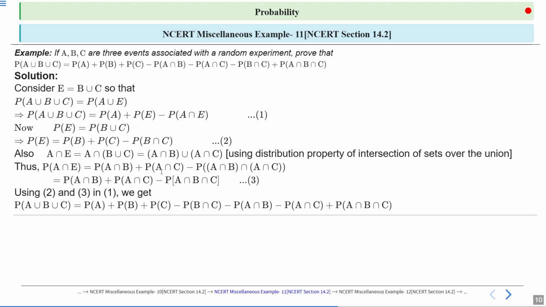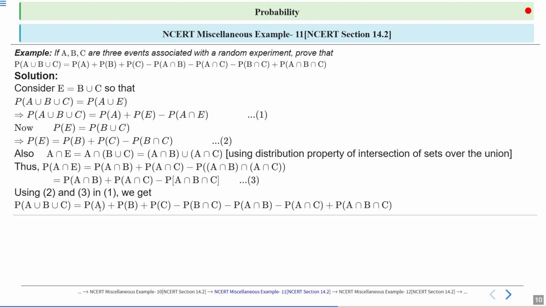Okay, so how did we approach this? First we consider the event E as B union C. So we have written the three events as two events first. Then we apply the formula for probability of A union B, and we write probability of E, which is basically probability of B union C. Then we apply the formula for probability of B union C, and after simplifying, we will obtain the required equation, that is probability of A union B union C.